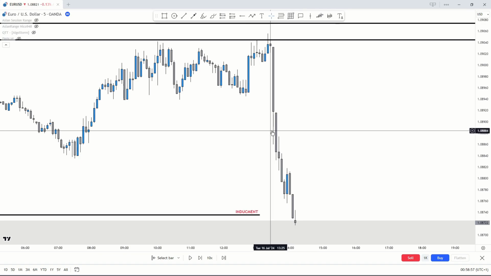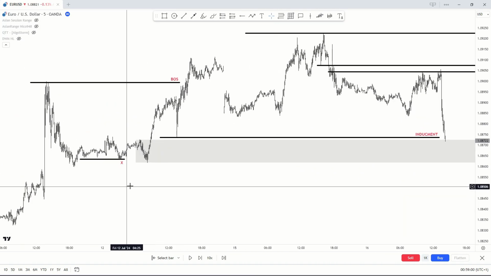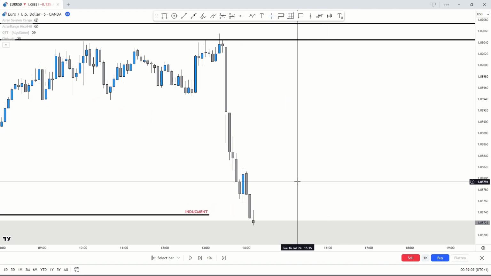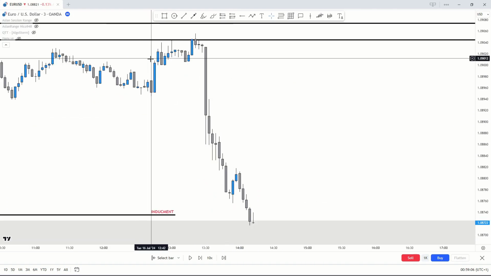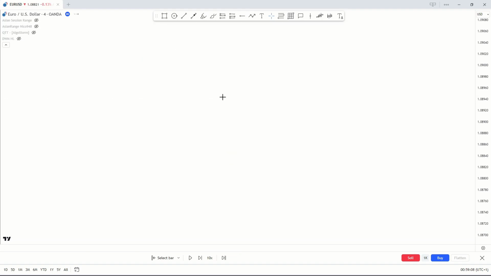But yeah, price also took out this level of inducement. And yeah, I was feeling very confident with this setup. So what was next was just to find my confirmation.